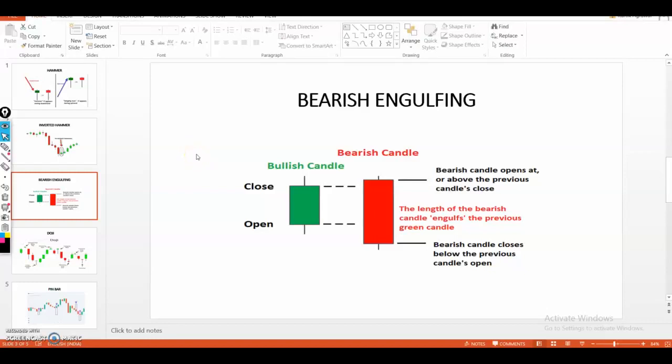Hello friends, welcome back to our next educational video where we will be talking about our next candlestick pattern, that is bearish engulfing. In the previous video we talked about the bullish engulfing pattern, which indicates bullish sentiment in the market, right? So for those who have watched the bullish engulfing chart pattern video, this video will be very easy to understand.